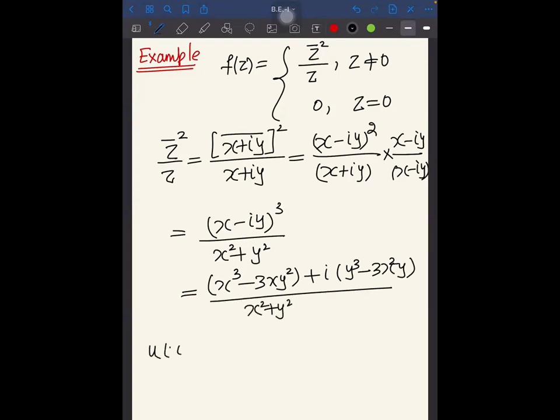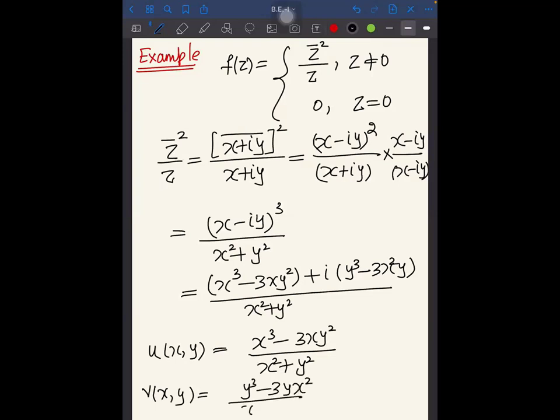So from here, you know that the real part of this function will be this much, and the imaginary part will be y cube minus 3yx square upon x square plus y square. Yes, you're with me? Yes, sir. Now you want to compute the CR conditions at (0, 0). That means you need the partial derivatives of u and v with respect to x and with respect to y at (0, 0). Okay, so let's start with this.